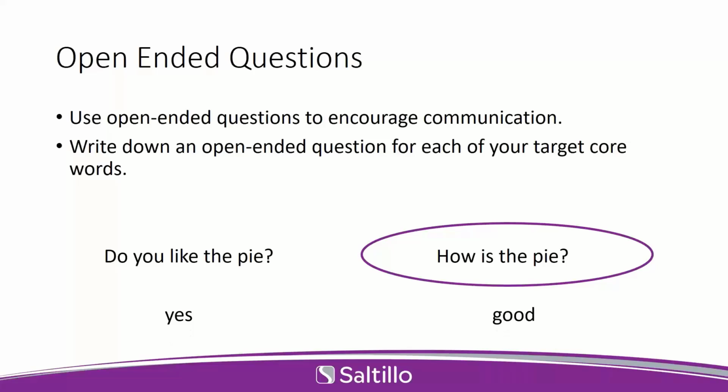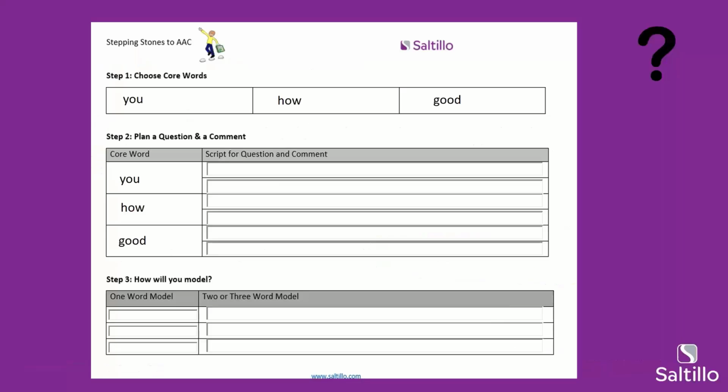Yeah, so if we just said, do you like pie, the AAC user could only say yes or no, right? Versus if we say, how is the pie, or how is your pie, they could say good, bad, gross, yucky, delicious. Sticky. Pecan pie is so sticky.